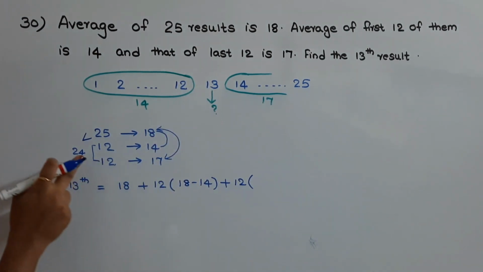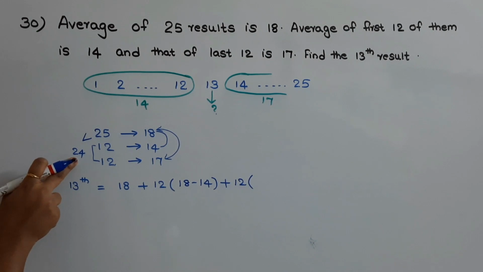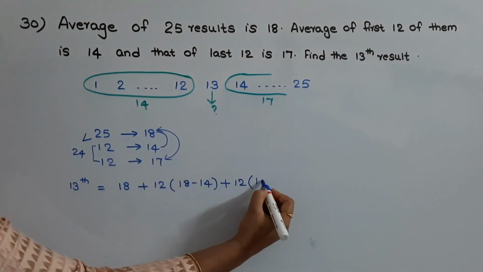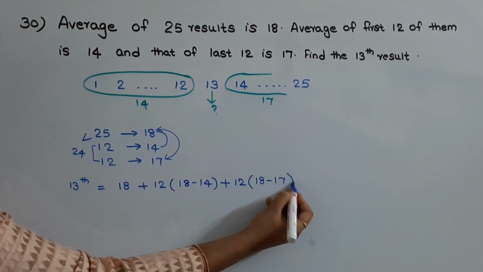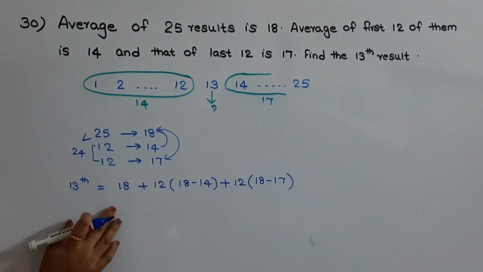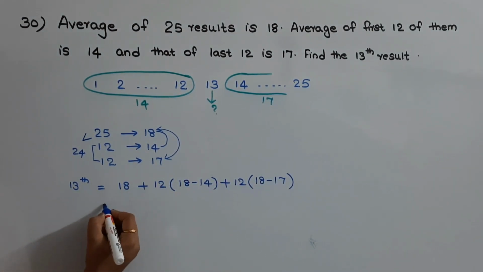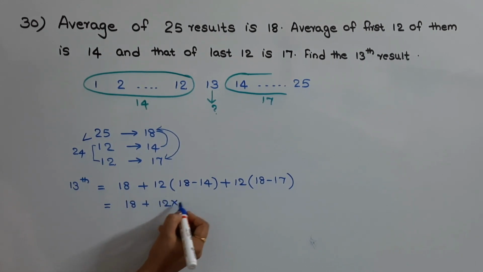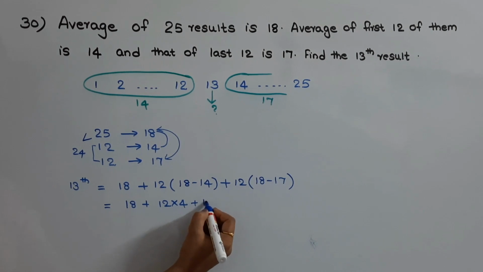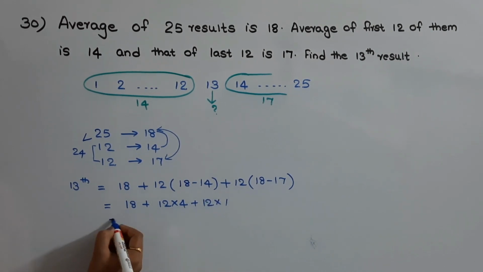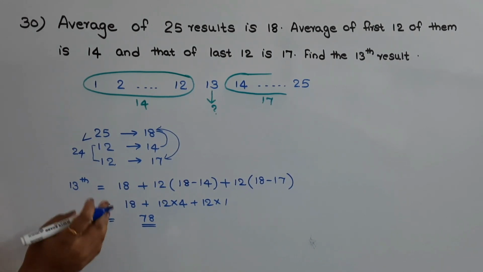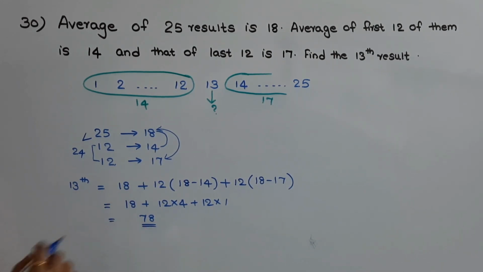Here also, since this 24 is less, you need to write down 18 minus 17. Now on solving this, you will get the 13th result. So this will be equal to 18 plus 12 into 4 plus 12 into 1. On solving this, you will get the answer as 78. So the 13th result is 78. So this is the answer.